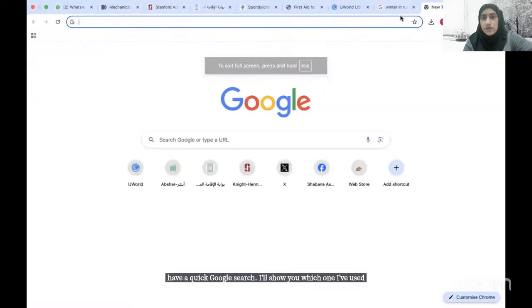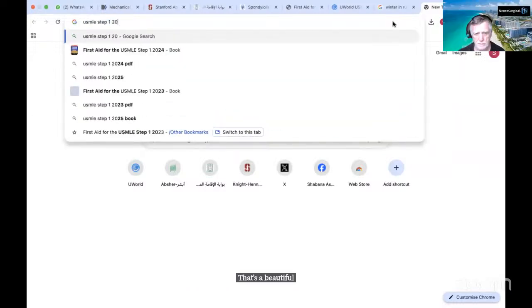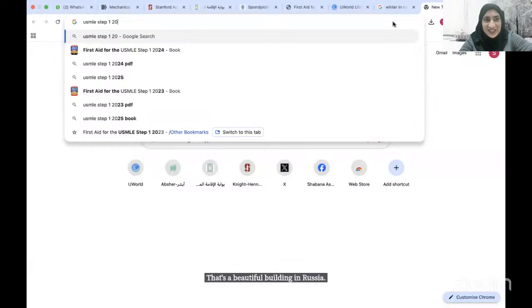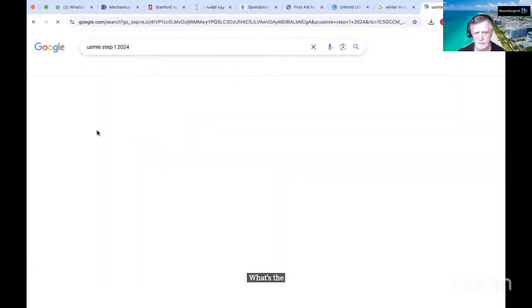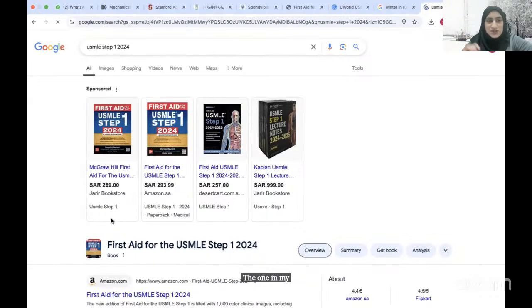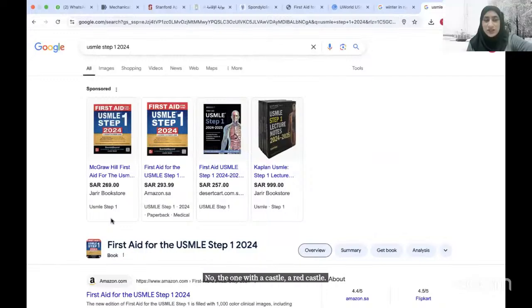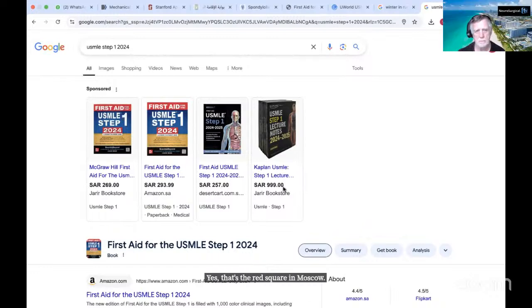That's a beautiful building in Russia. Yes, thank you. What's the name of that? It's famous. The one in my background, or the one I was Googling? Oh, this is in Sochi. The one with a red castle, yes, that's the Red Square in Moscow. Beautiful. I've seen it all my life, didn't know what it was.